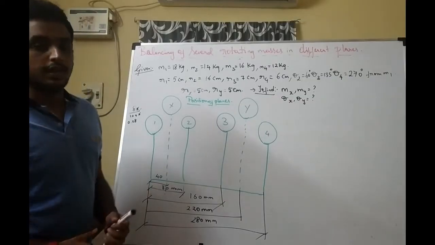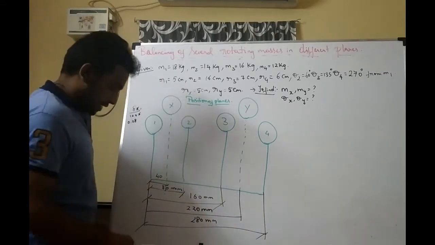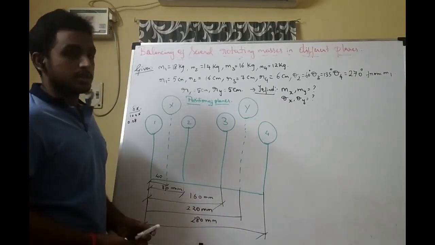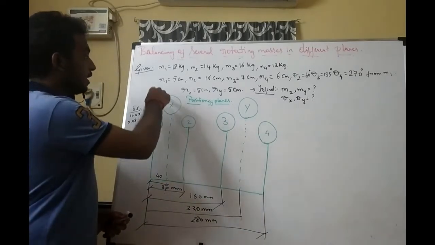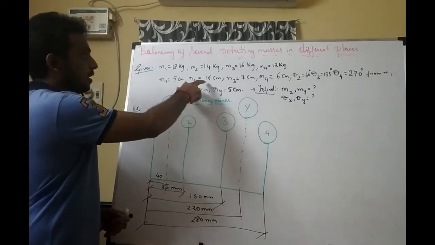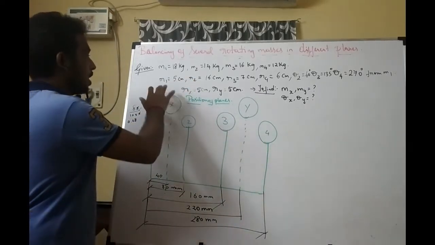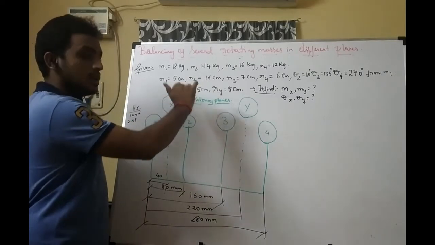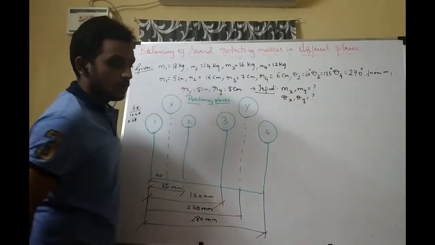In this problem they have said a rotating shaft consists of 4 masses, that is M1 is equal to 18 kg, M2 is equal to 14 kg, M3 is equal to 16 kg, and M4 is equal to 12 kg, which have radial distances of R1 is equal to 5 centimeter, R2 is equal to 16 centimeter, R3 is equal to 7 centimeter, and R4 is equal to 6 centimeter.